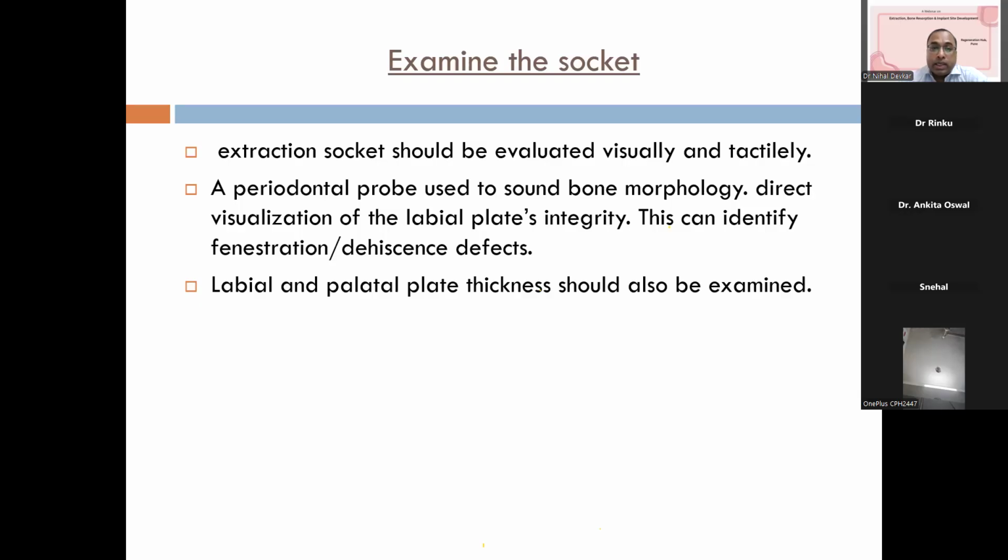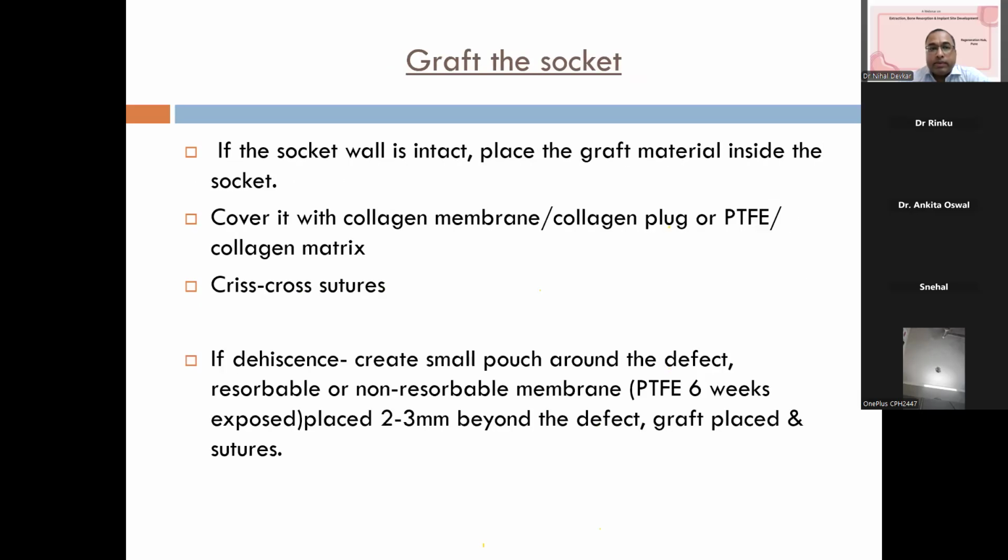Ideally, anything lesser than that, you should be grafting or augmenting. Next procedure is using the biomaterial or the graft. If the socket wall is intact, you can place the graft material inside the socket, cover it with either a collagen membrane, collagen plug, or polytetrafluoroethylene membranes, and you can do a crisscross suture on top of that so that the graft and the membrane stay.